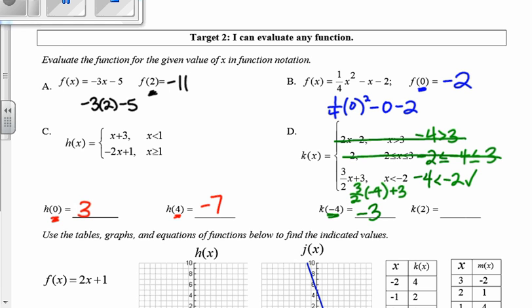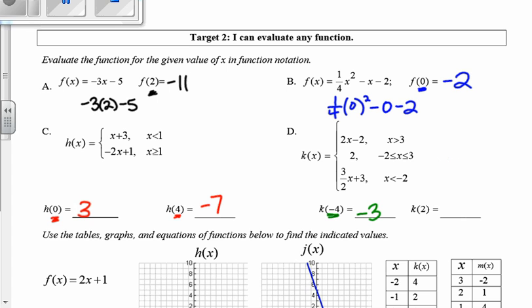And then we're just going to start again on the second input value. So we have a new input value now of 2. So we're going to plug this in. Is 2 greater than 3? No, that's not a true statement.